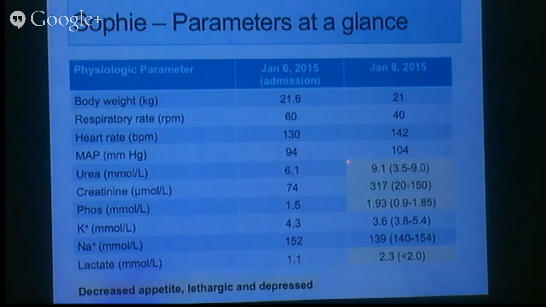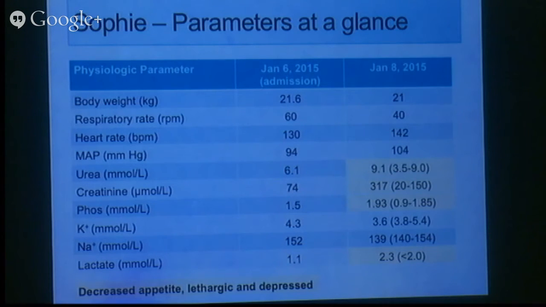Not a big jump. More concerning is this one. So from 74 to 317 for her creatinine. Her phosphorus has also taken a jump up above normal. Her lactate has taken a huge jump up and above normal. She's got a decreased appetite. Now she's lethargic and depressed.